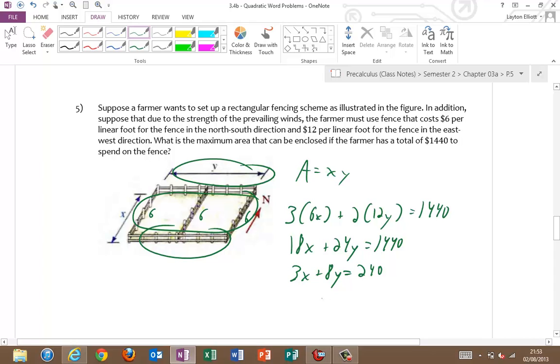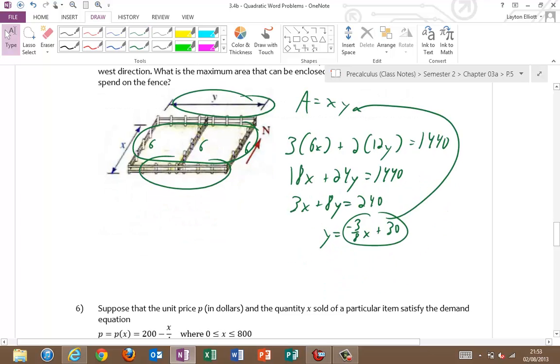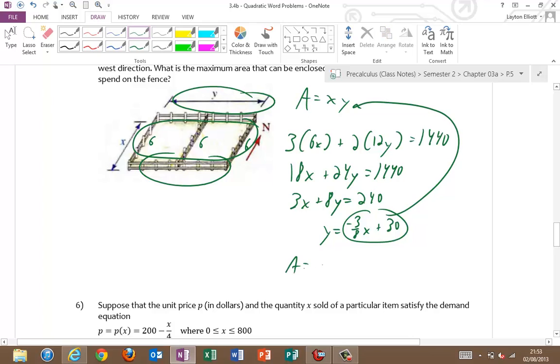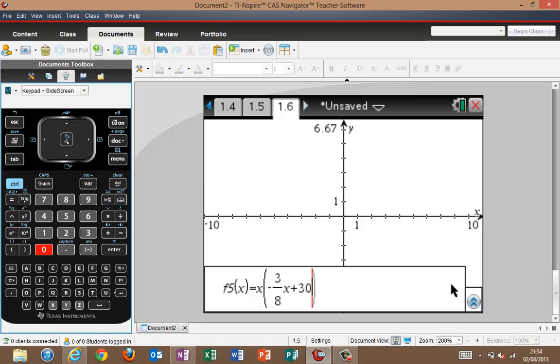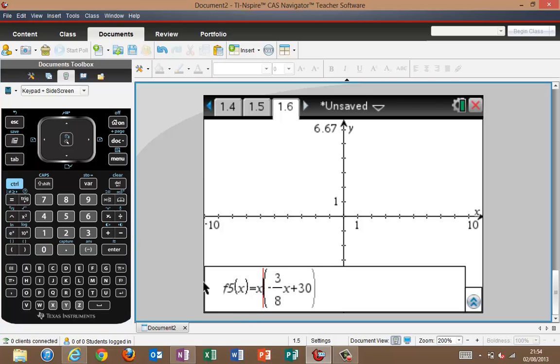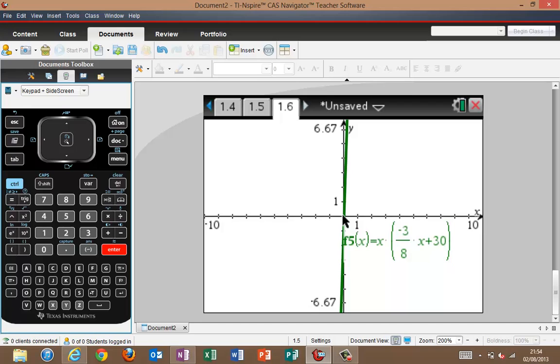Solve for y, and I get y is equal to negative 3/8 x plus 30. And then if I take that and plug it right in there, I would get area equals x times negative 3/8 x plus 30. Let's take that and plug it in the calculator. Pause while I do that. Okay, x times negative 3/8 x plus 30. Let's make sure I put the times in there.